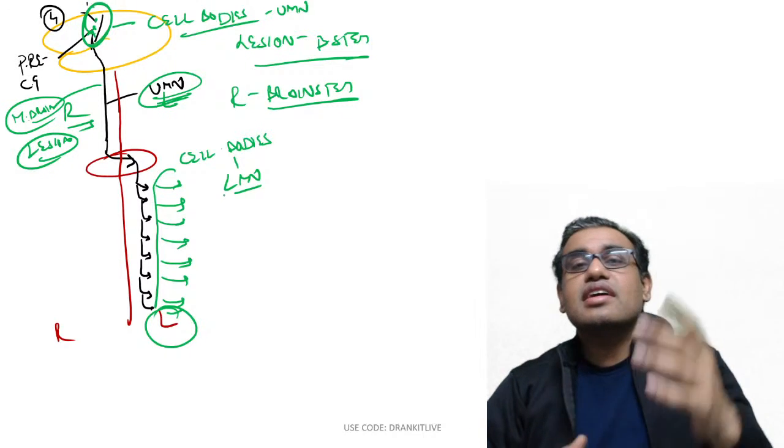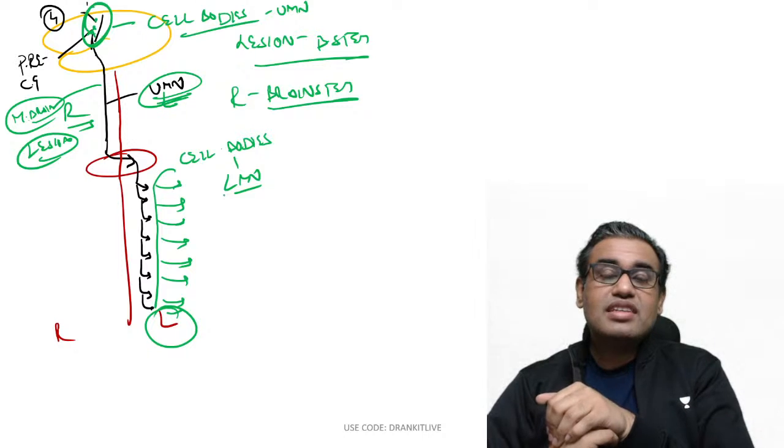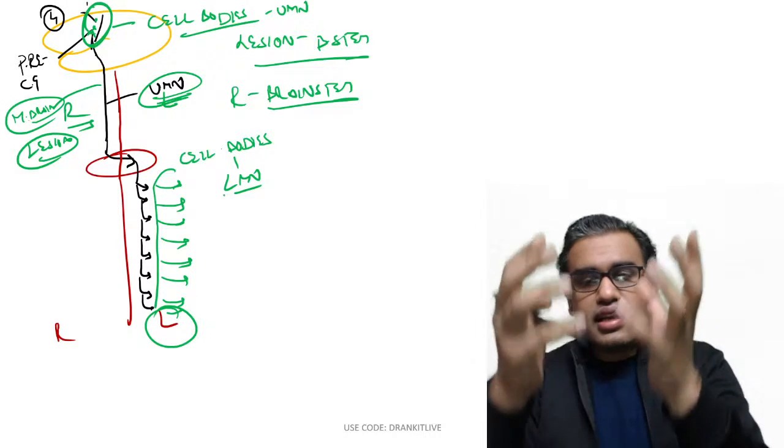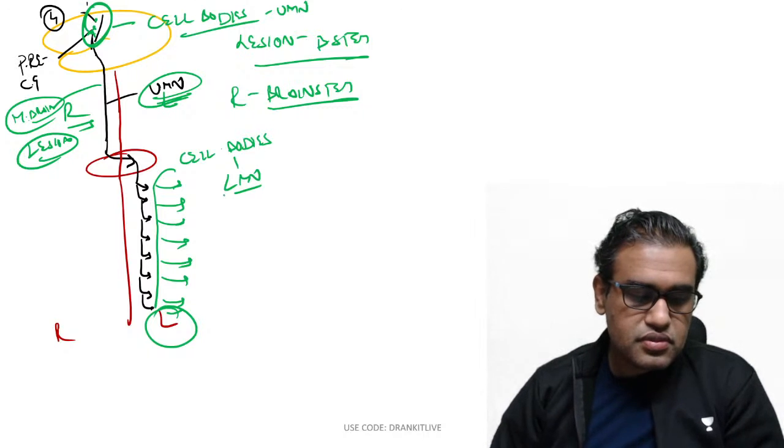We call it as a crus cerebri or cerebral peduncle. Cerebral peduncle. And then it goes down into the pons and medulla, then in the tracts of the spinal cord. Okay.